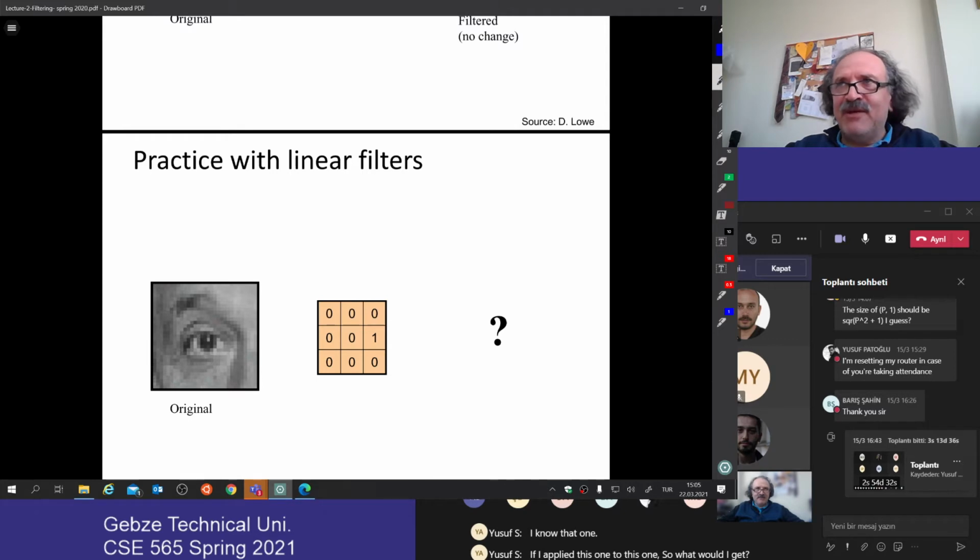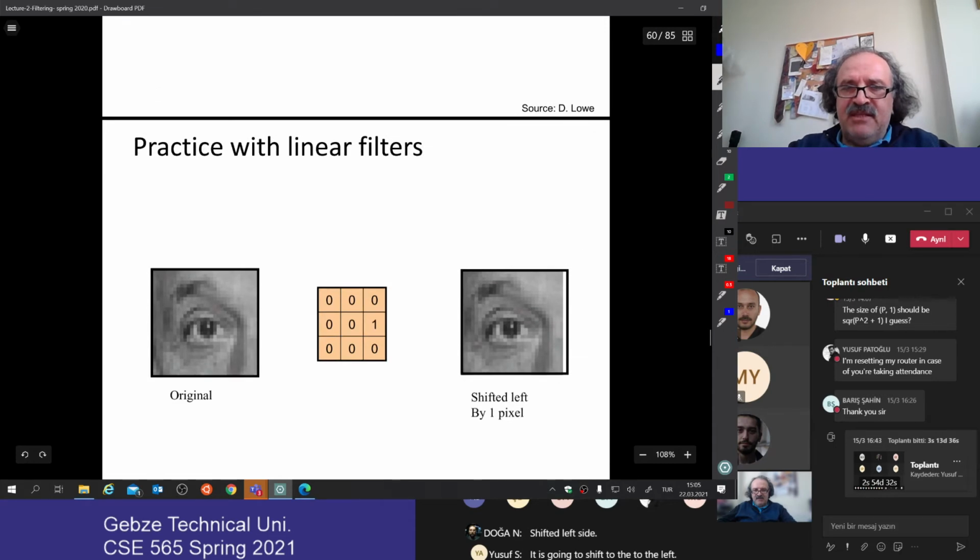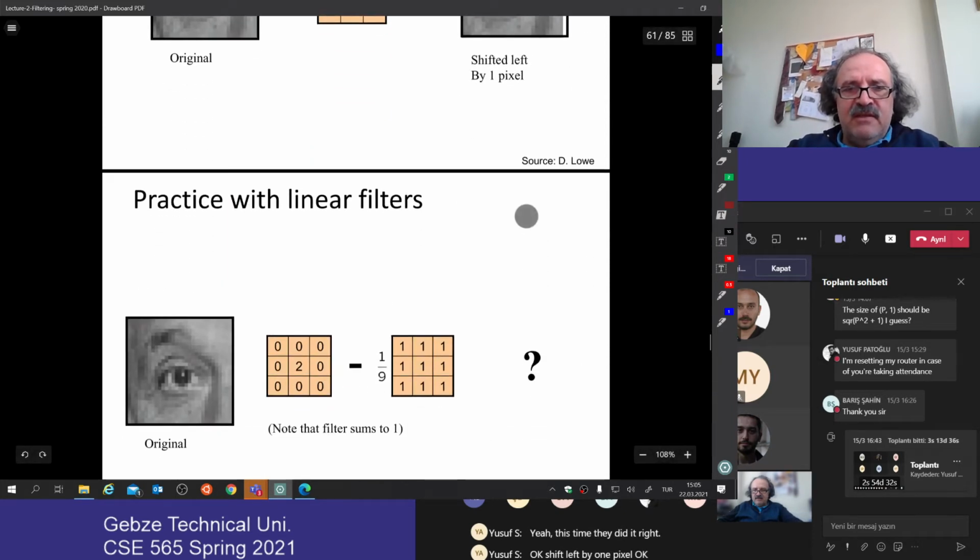I'm asking the same question. We already did it. It's shifted to the left side. It is going to shift to the left. Yeah, this time they did it right. Okay, shift left by 1 pixel. Okay, that's good. How about this one?